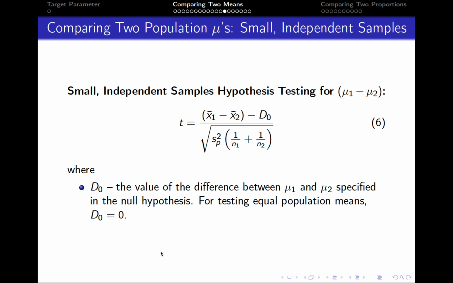We can also do hypothesis testing for the difference between two population means when we have two small samples. To do that, we will estimate the t-statistic, which will be equal to the difference between two sample means minus d0, where d0 is the hypothetical value of the difference between two population means. And for testing equal population means, we will set d0 equal to 0. And in the denominator, we've got the square root of sp squared multiplied by the sum of 1 over n1 and 1 over n2.